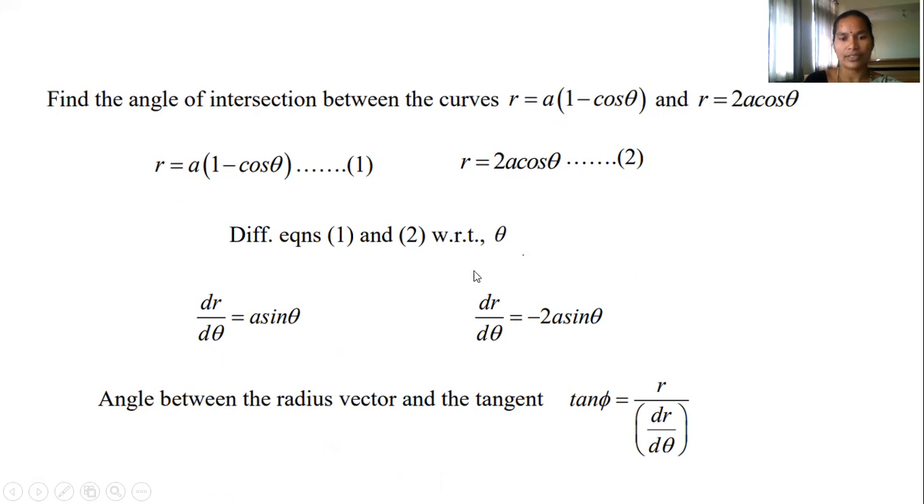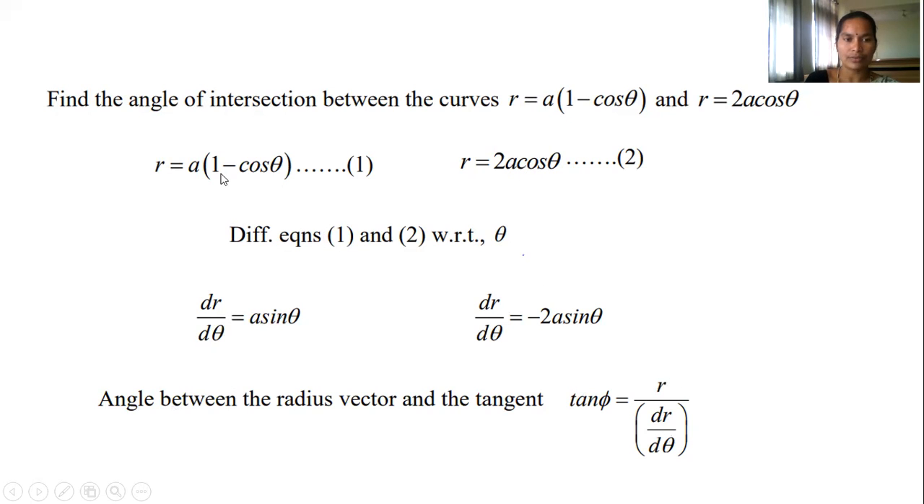What about the second equation? Differentiating cos theta, we get dr by d theta equals minus 2a into sine theta. Therefore, after getting dr by d theta for both equations, we now consider the angle between the radius vector and the tangent. The equation we have is tan phi equals r divided by dr by d theta. We have to take r as well as dr by d theta for the first curve, and similarly r and dr by d theta for the second curve.